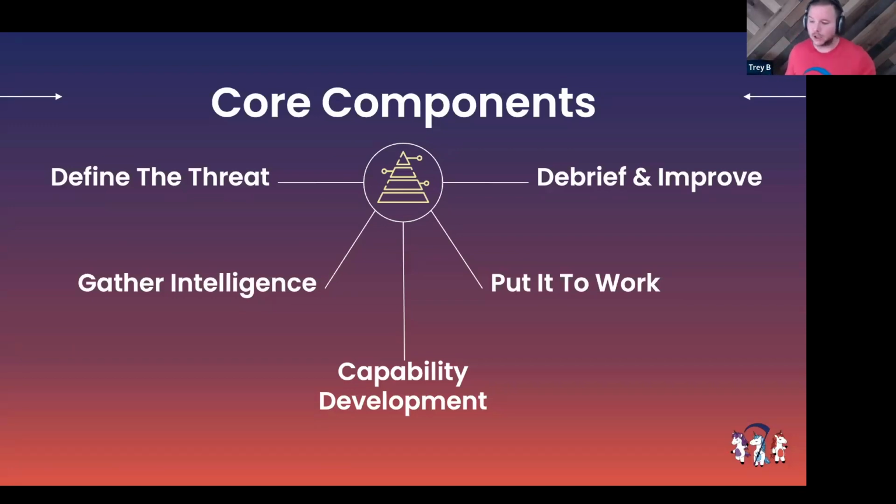We're going to have to gather intelligence about it, see what's out there, historical or stuff maybe we've seen in-house. Once we have that information, we're going to have to enrich it and use it to develop capabilities that we can use to actually put it to work and test against our organization. From there, we want to debrief and improve. We want to make sure that this is not a one-stop shop, right? We want to continuously improve as a team and as an organization and keep everything progressing forward.